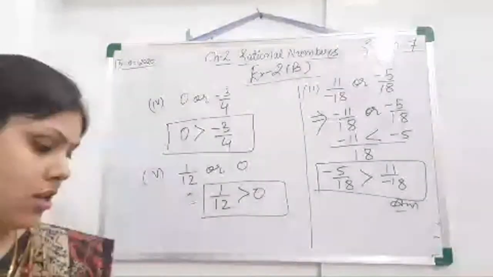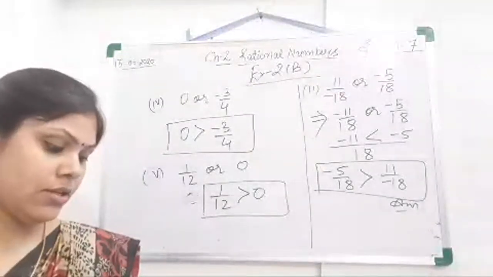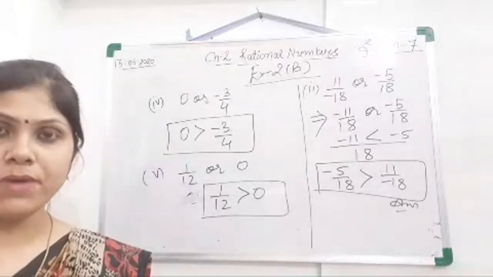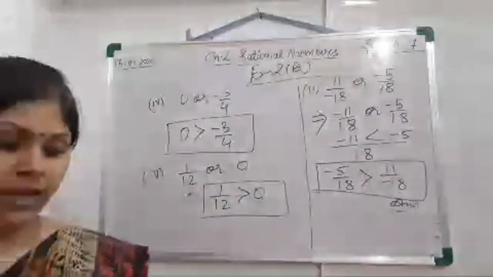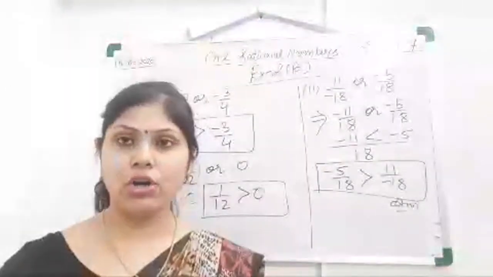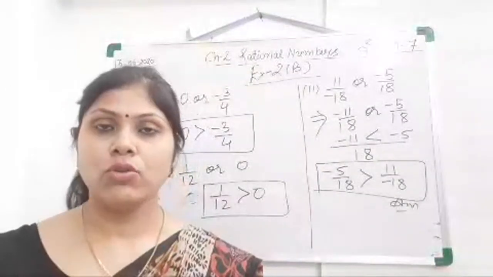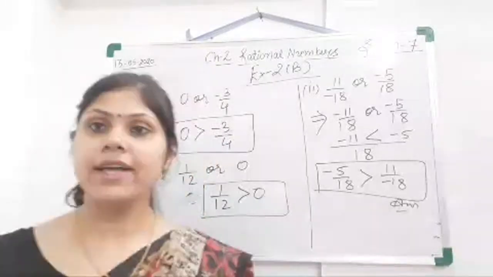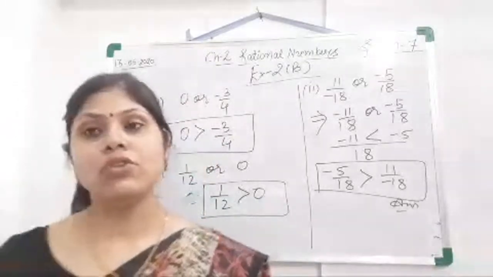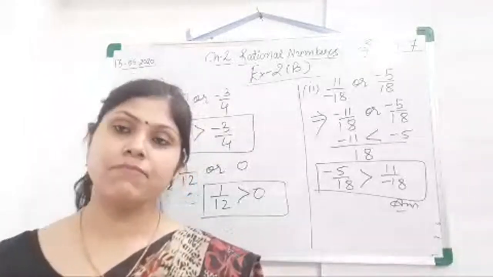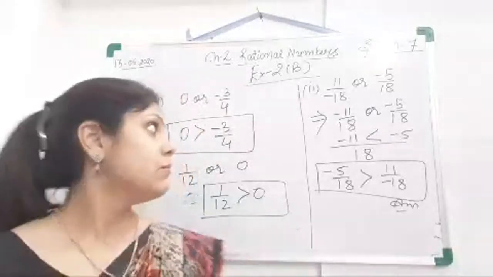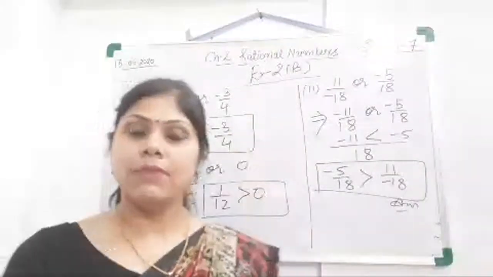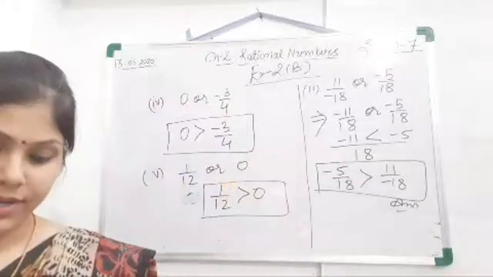Clear? Now, the sixth question. If you all have the book, please open your book and see the sixth one. 18 upon minus 19 or 0. So first of all, what will you do? You will make the denominator positive. When you make the denominator positive, it will become minus 18 upon 19. Minus 18 upon 19 means the same type of question. Directly you can write 0 is greater than that.